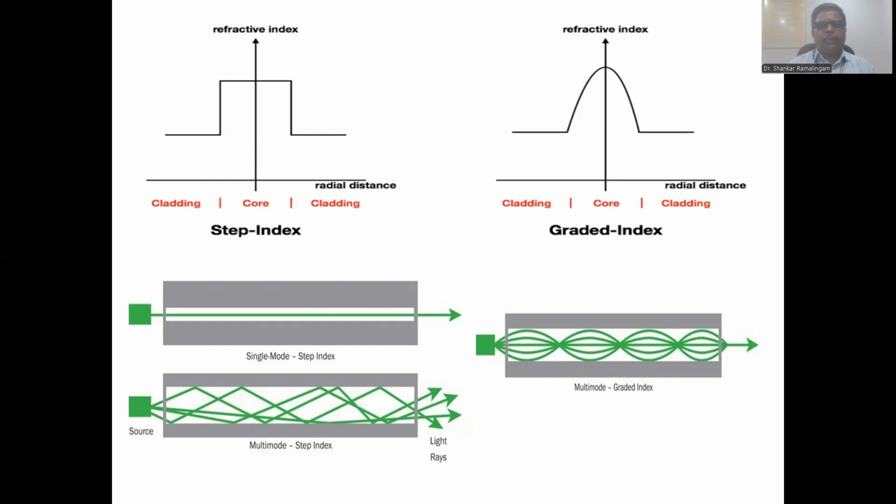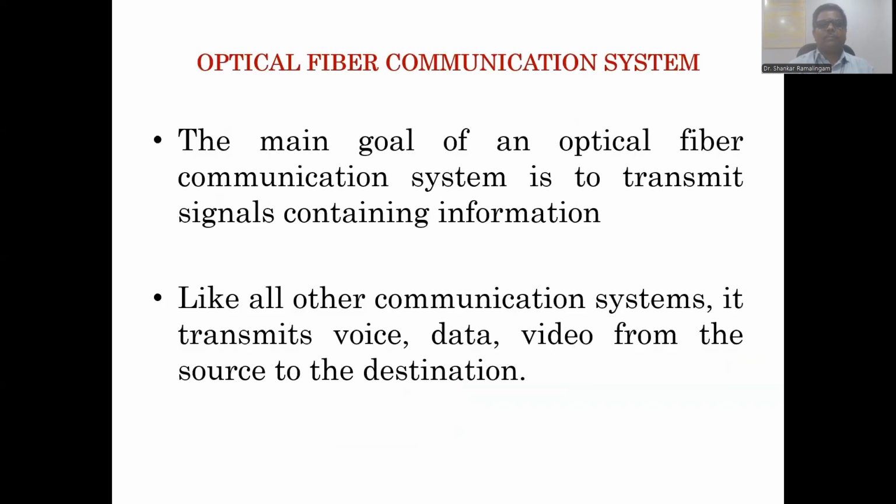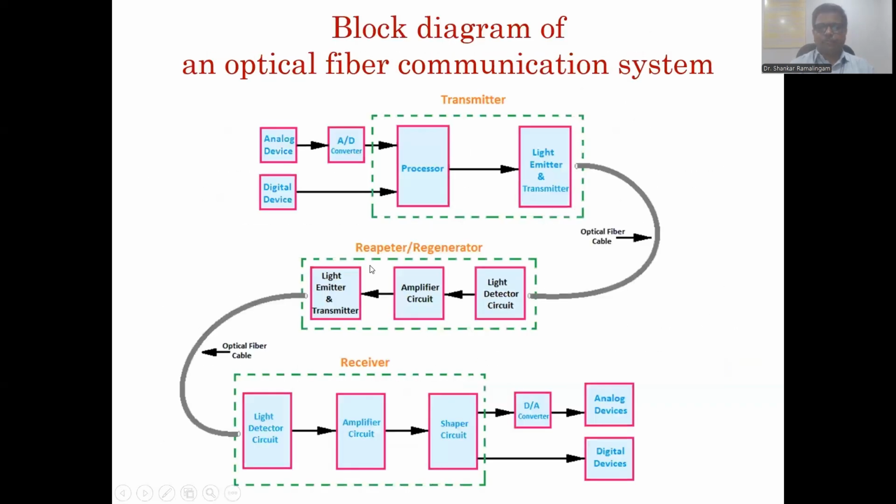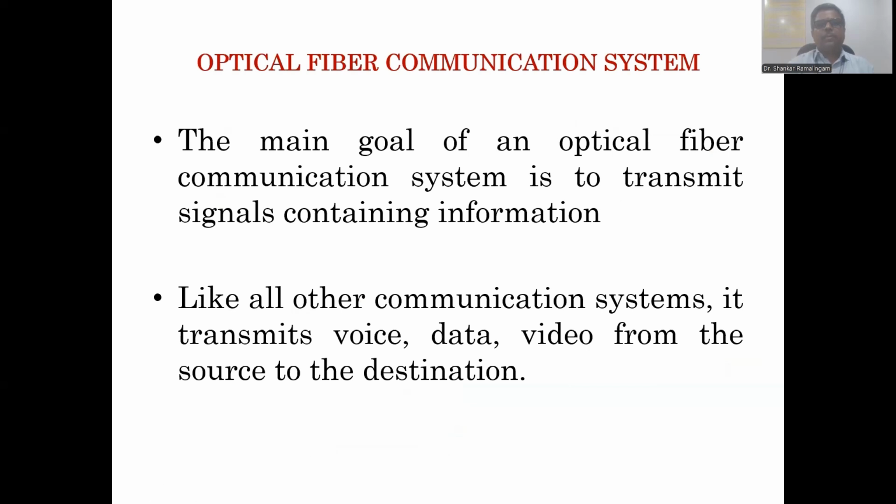By now, we have some idea about what an optical fiber cable is, what property allows our light to travel over it, and what the different types of optical fiber cable are. With this, we can get into the details of the optical communication system, that is, fiber optic communication system or optical fiber communication system, which are one and the same. So here, the main goal of the optical fiber communication system is to transmit signals containing information from source to destination or the user intended.